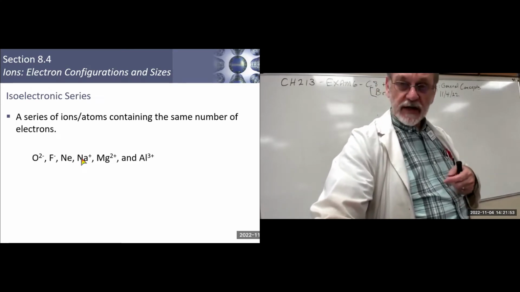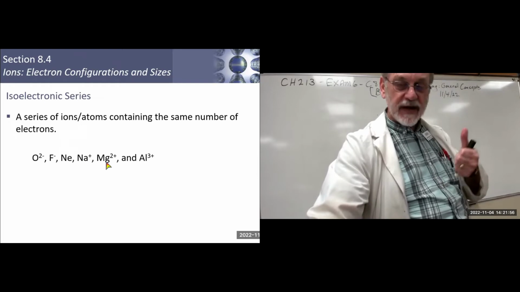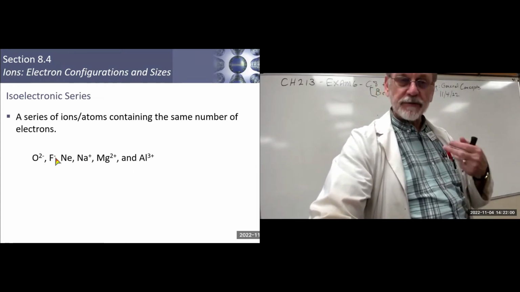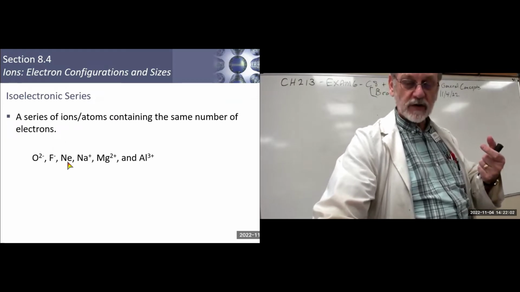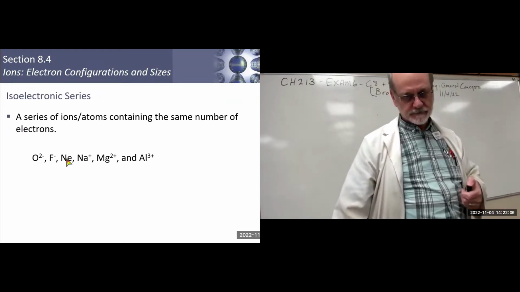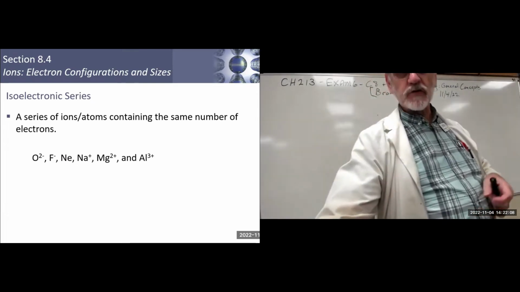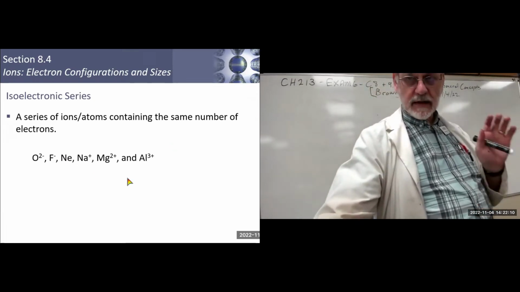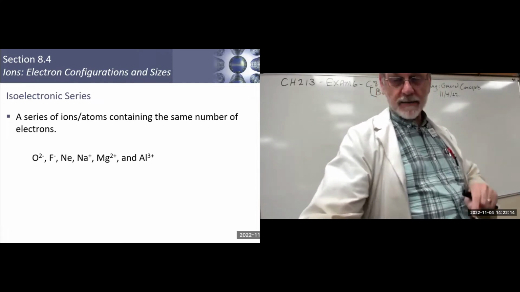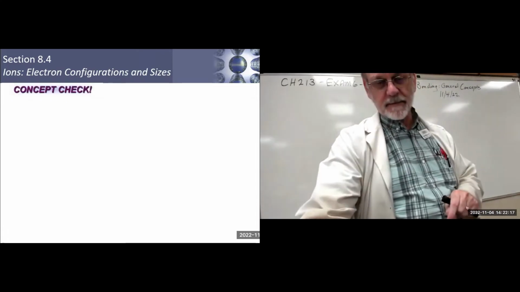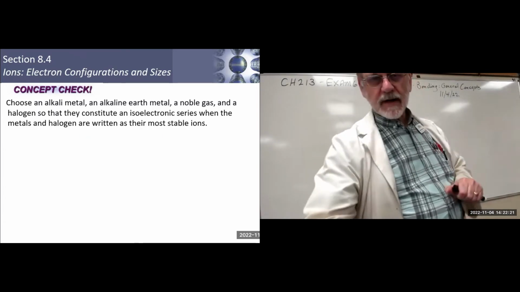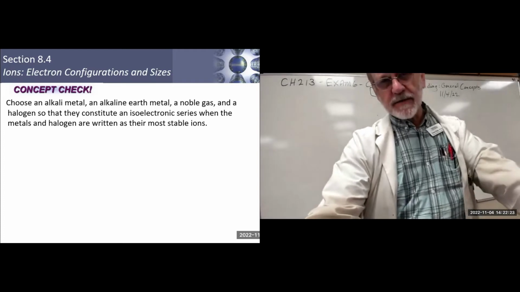Sodium, if it wants to look like neon, has to lose an electron. Magnesium has to lose 2. Aluminum has to lose 3. But fluorine needs to gain 1 to look like neon. And oxygen has to gain 2. Those are isoelectronic ions for neon. We're not going to spend a lot of time on this.